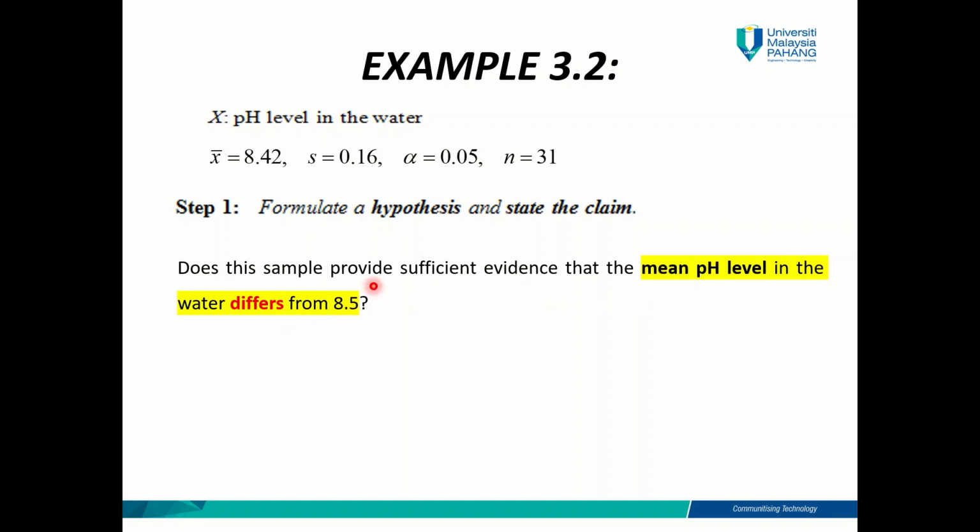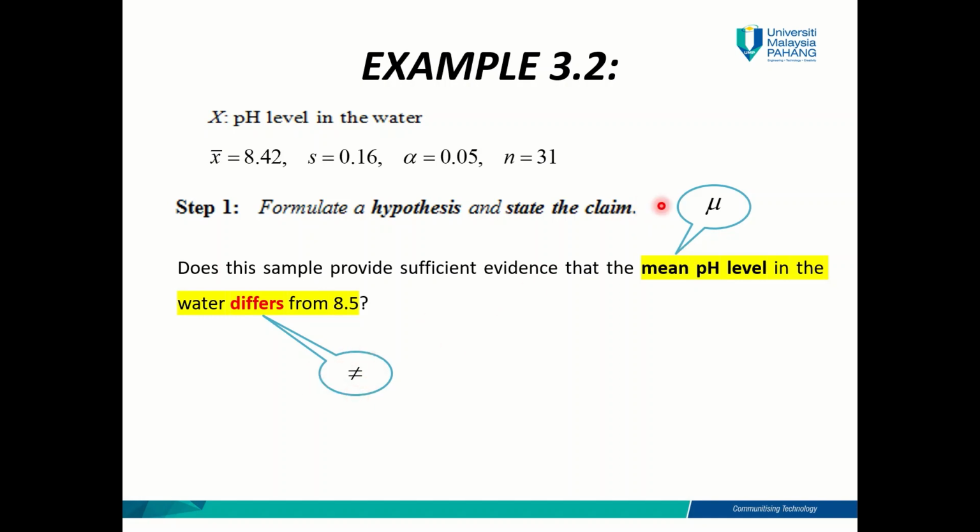Once you have identified the claim, next let us identify the parameter involved in this claim. Based on the word mean here, I understand that this is about the population mean. Next, we need to identify what is the mathematical expression that we need to use to represent this claim. Here, the key word is differs. What is the mathematical expression for differs, class? Differs means different, not equal to. So it is not equal to.